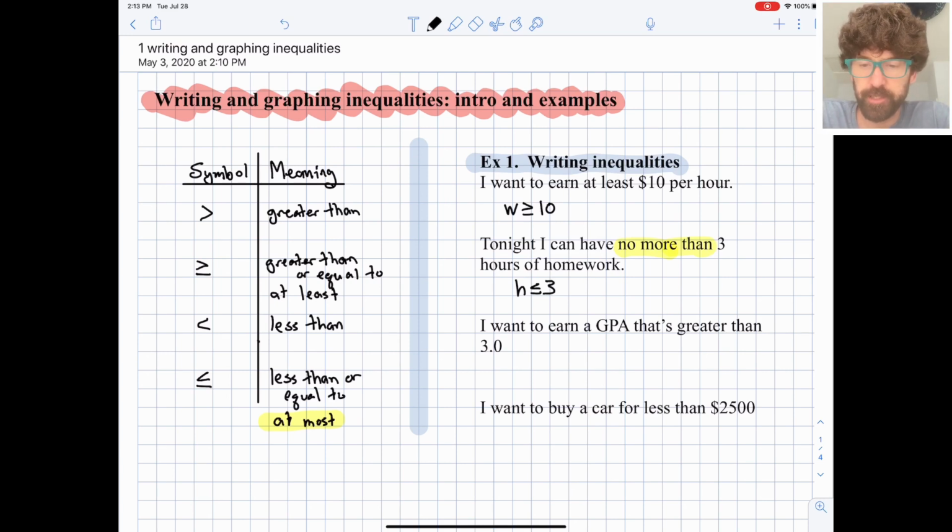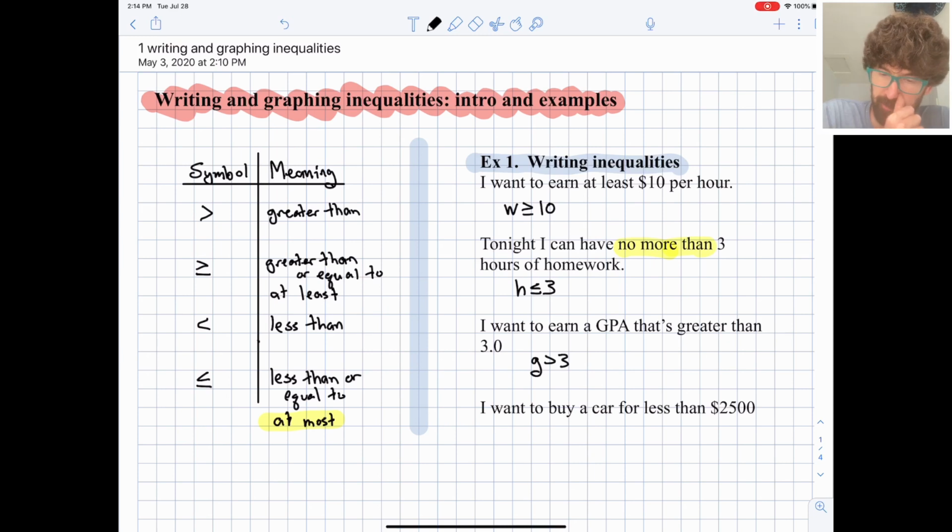Next one, I want to earn a GPA that's greater than 3. So that implies that if you earn a GPA that's exactly 3, it wouldn't meet your needs. It wouldn't cut it. Okay. So you want to earn a GPA that's 3.01, 3.5, anything bigger than 3. So let's call it G for GPA has to be larger than 3, or greater than 3.